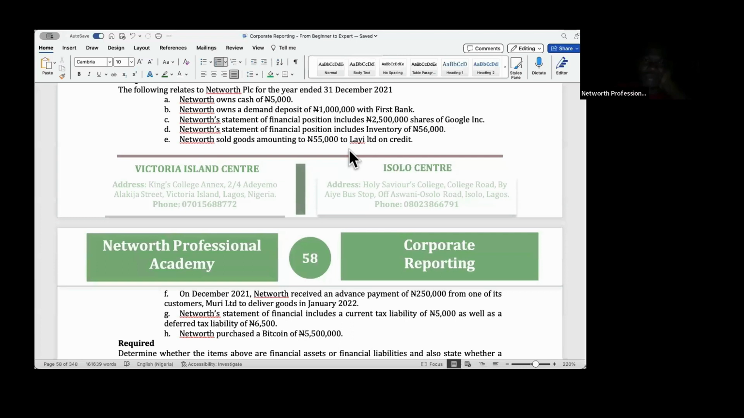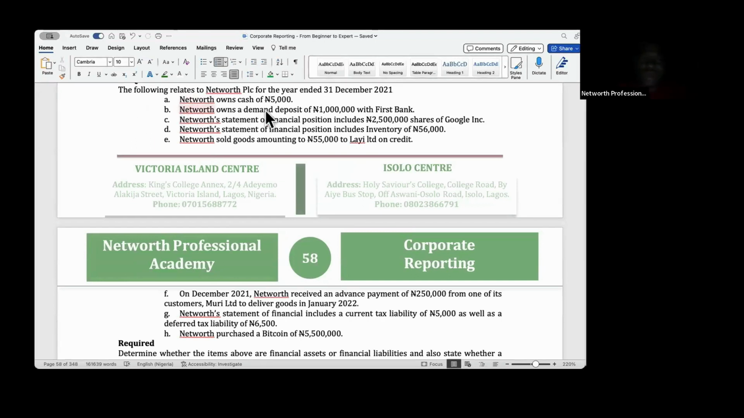Okay, so that means you are saying another person has a financial liability. So who has the financial liability now? I think it's with, what's the demand deposit? I think it's First Bank. I'm not sure. Okay, that's correct.